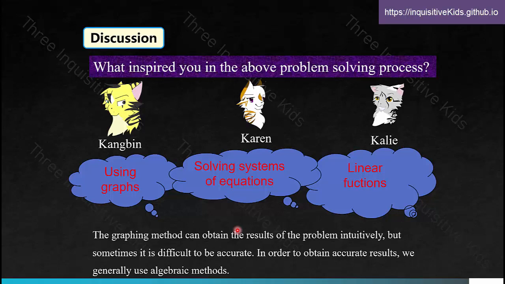The graphic method can obtain results of the problem intuitively, but sometimes it is difficult to be very accurate. So in order to obtain more accurate results, we generally use algebraic methods that include equations and functions. This says functions, this is supposed to be functions.